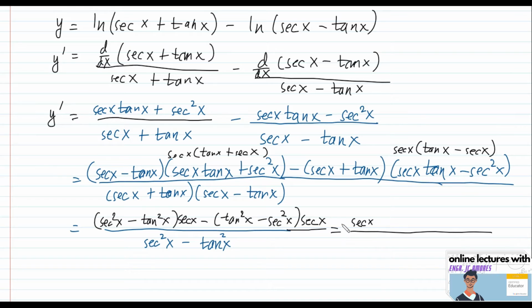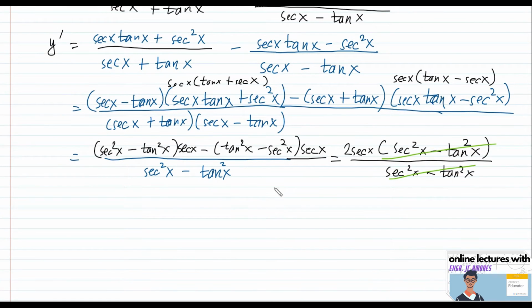So it will now become 2 secant x times secant square x minus tangent square x, and then all over secant square x minus tangent square x. What will happen there is those two would cancel out, and then our final answer will simply be 2 secant x.